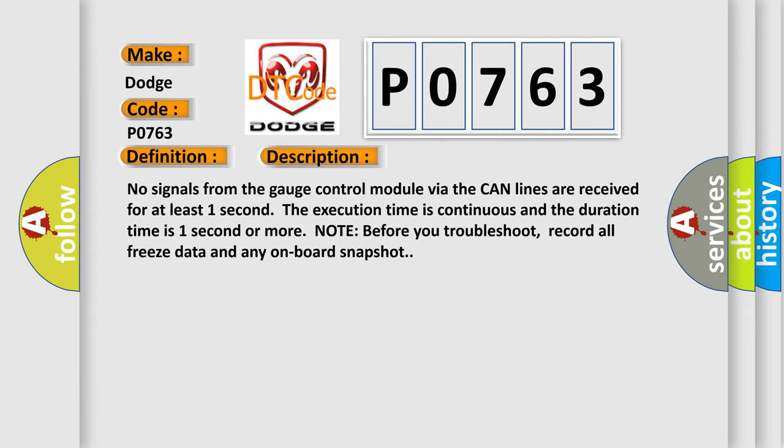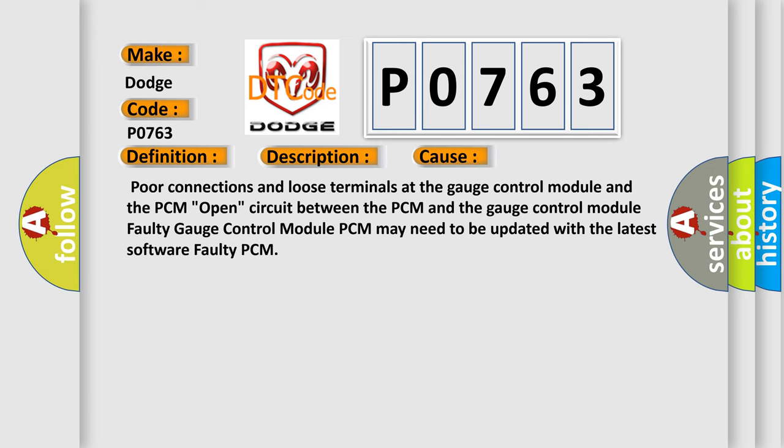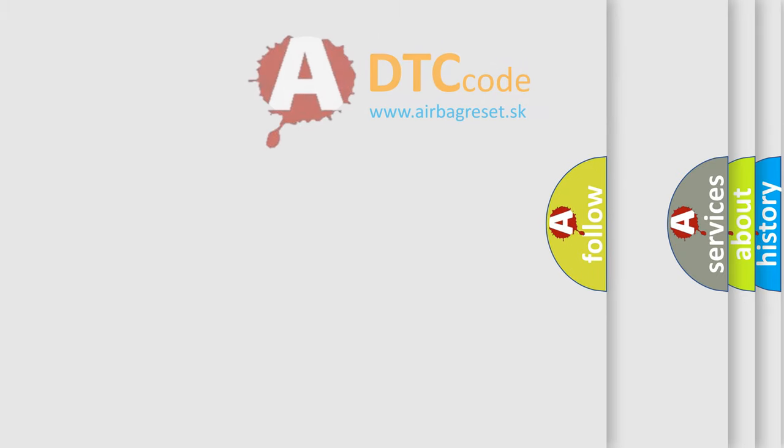Note: before you troubleshoot, record all freeze data and any onboard snapshot. This diagnostic error occurs most often in these cases: poor connections and loose terminals at the gauge control module and the PCM, open circuit between the PCM and the gauge control module, faulty gauge control module. PCM may need to be updated with the latest software. Faulty PCM.